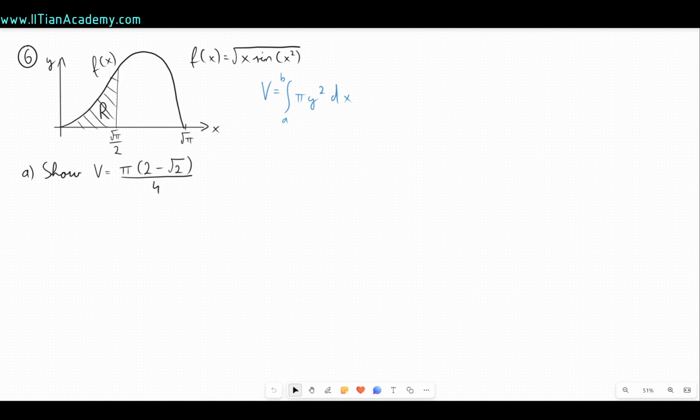So the function we're given is already in the form of y, so we don't need to do anything. We just need to plug it in and integrate it. So let's do that. So the volume will be equal to the integral from 0 to root pi over 2, and the function will be pi times the function squared, so square root of x sine x squared, and all of this squared dx. So very nicely the square root will disappear.